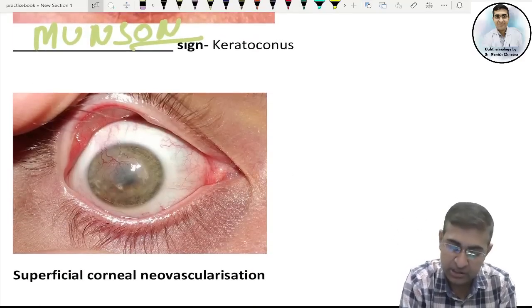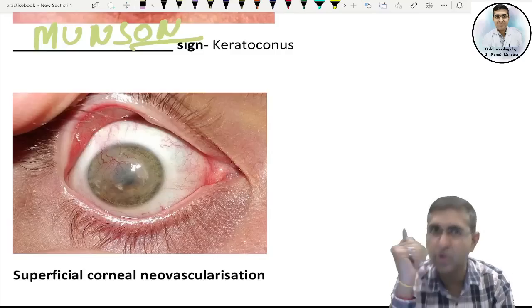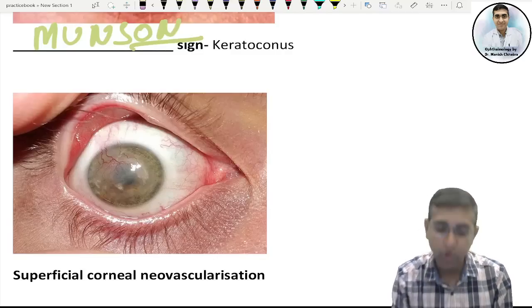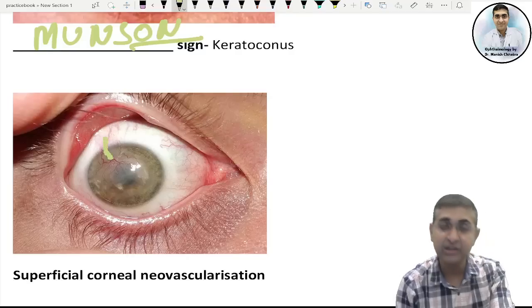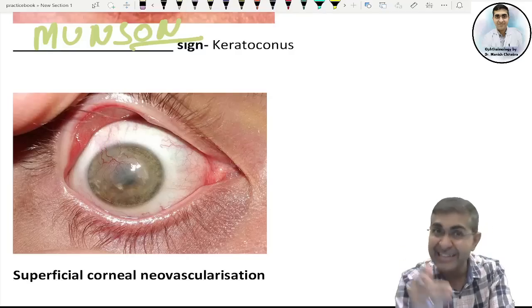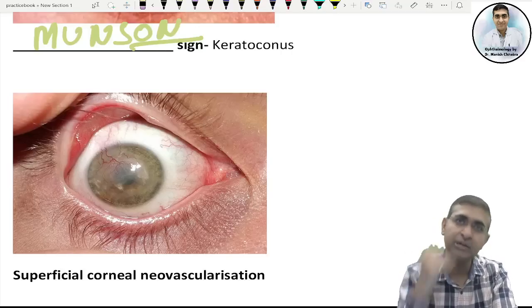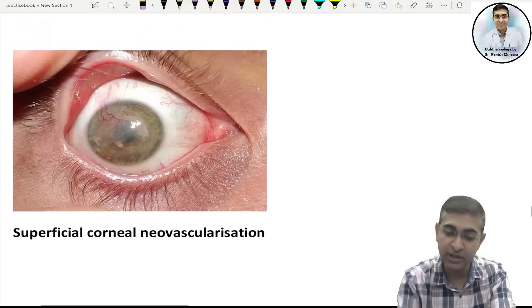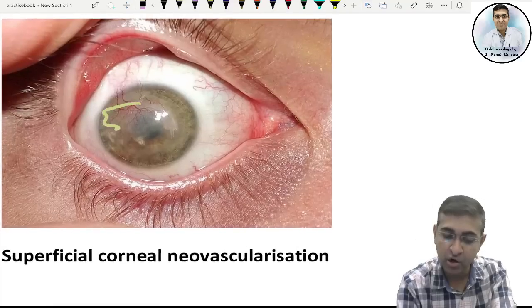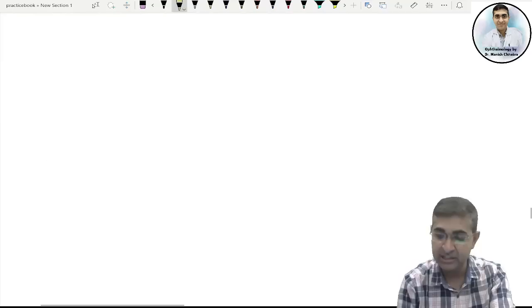Okay, so what is this? It is evident. You can see that there is superficial corneal neovascularization. How will you differentiate between superficial corneal neovascularization and deep corneal neovascularization? Superficial will be in continuity with the conjunctival vessels, and you will be able to trace it from the limbus towards the cornea or from the limbus towards the conjunctiva. While in deep corneal neovascularization, you will not be able to trace. Here you will see that there is a lot of branching, but in deep corneal neovascularization, the branches will not be present. It will be relatively straight.